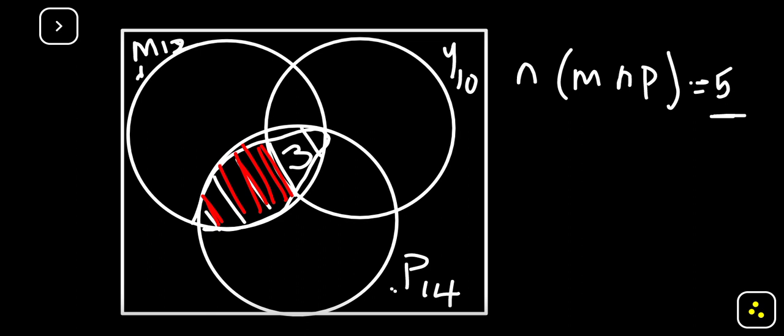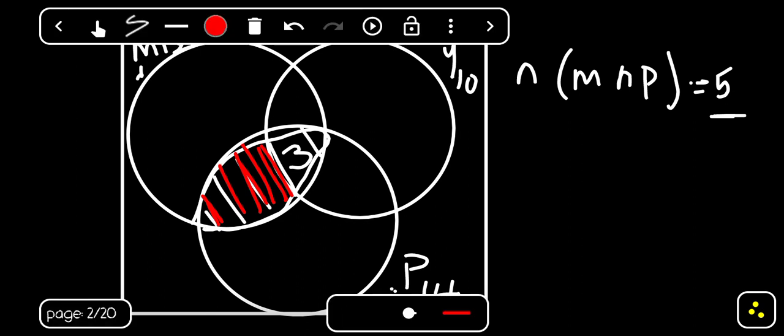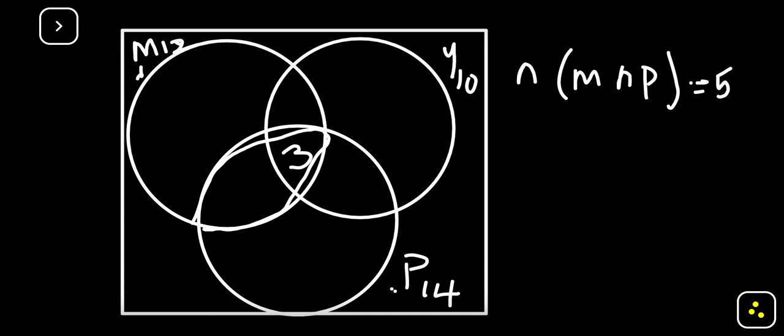Now this red shaded part is the part for maize and plantain only. Alright, so maize and plantain only will be 2 when we subtract 3 from the intersection 5. So anytime you're given an intersection and you already have a 3 subset intersection, subtract it from the 2 subset intersection. So here is going to be 2.